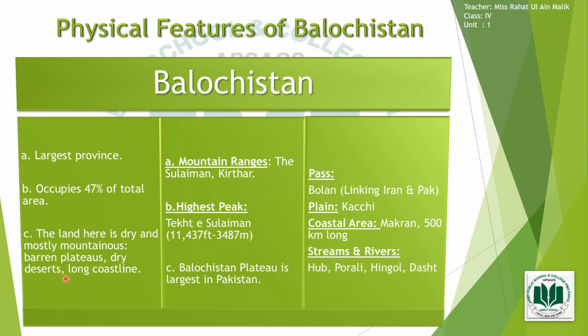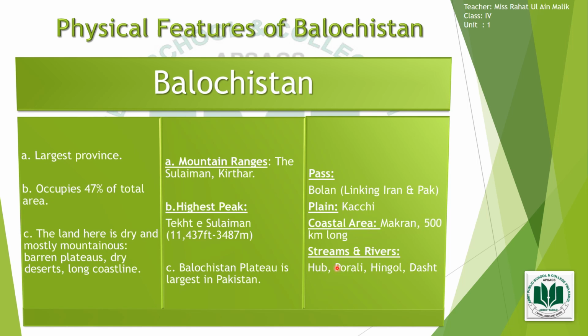Then we talked about plateaus. Baluchistan plateau is the largest plateau in Pakistan. And before we move on, just recall the meaning of plateau, that is highland, high grounds. Then we talk about passes. Bolan Pass is one of the most beautiful passes to be found in Pakistan, and it links Iran and Pakistan. Then plain, again a flat land. It is Kachi plain that is to be found in Baluchistan. We have the coastal area, meaning the area near the sea. The coastal area in Baluchistan is Makran coast, and it is 500 kilometers long.